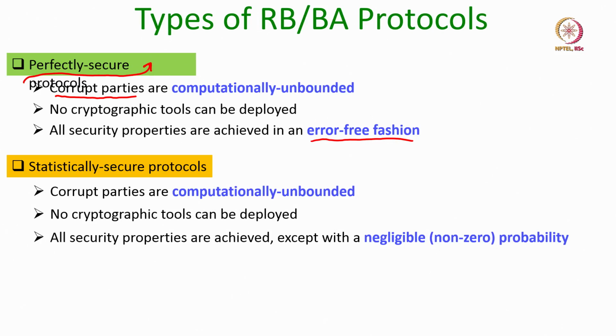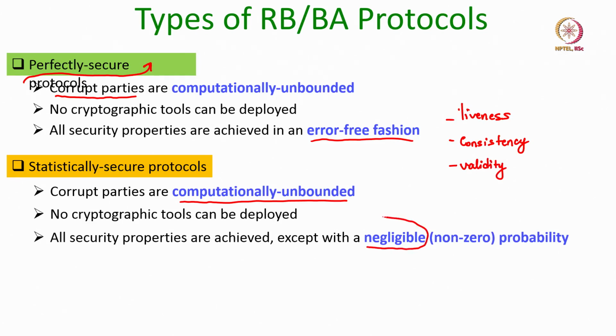A slightly weaker category of protocols is the statistically secure protocols, where the adversary is still computationally unbounded, that means no cryptographic tools are allowed, but now all the security properties need not be achieved in an error free fashion. That means now you are allowed a very small, negligible but non-zero probability of error in the protocol output. That means the three properties, namely the liveness and the consistency and validity, should be achieved with high probability. If you are wondering what is the negligible probability, on a very high level, in layman's language, it's such a small quantity that it can be ignored for all practical purposes, say of order 1 in 2 to the power 128.